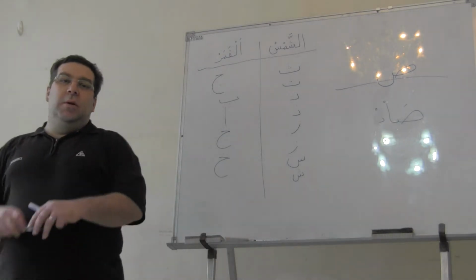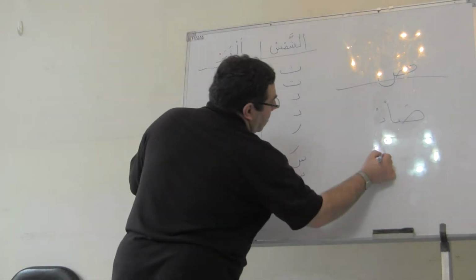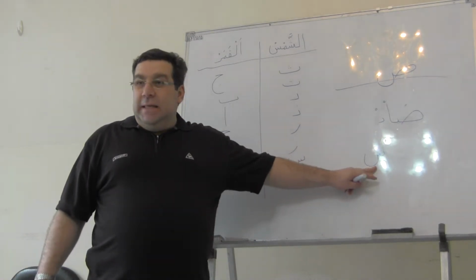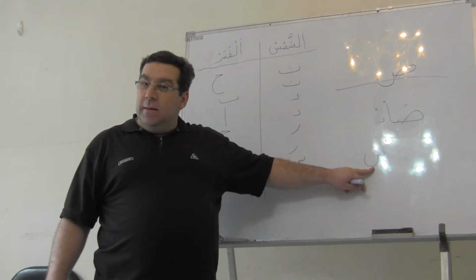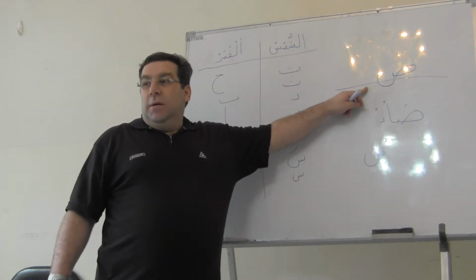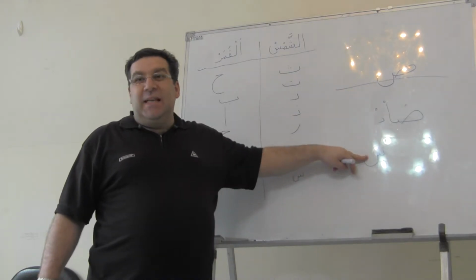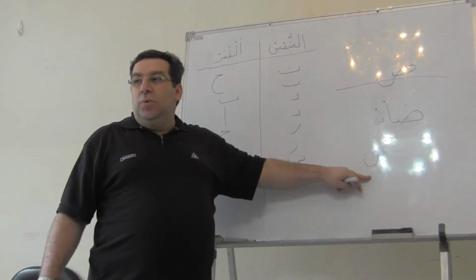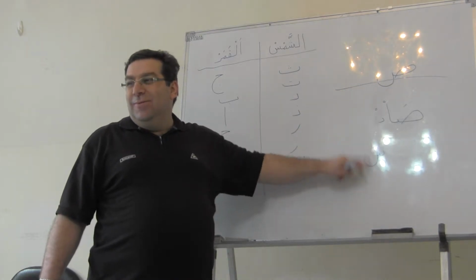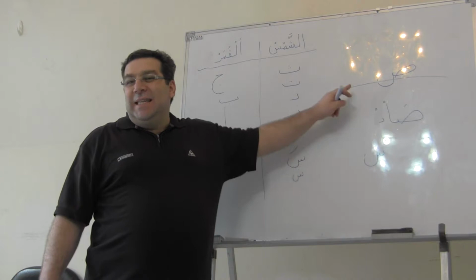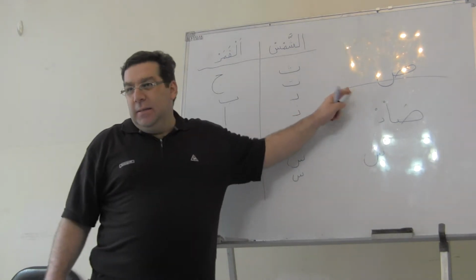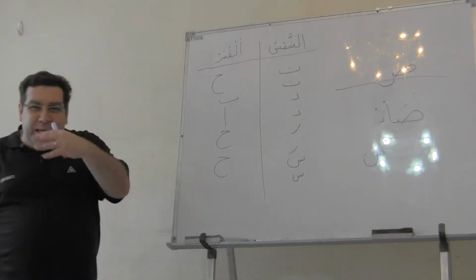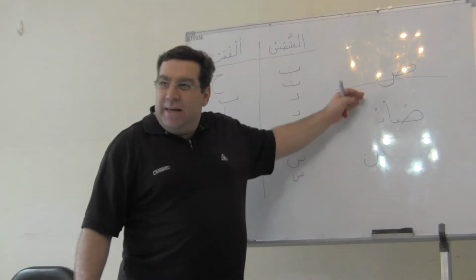Sa. Su. Si. Sa. Su. Si. And what is this? So it is sa. So this is sa. And this sa. You know the difference? You can feel it? This is sa. This sa. Sa. Su. Si. You can figure out the difference. Step by step you will know it better.